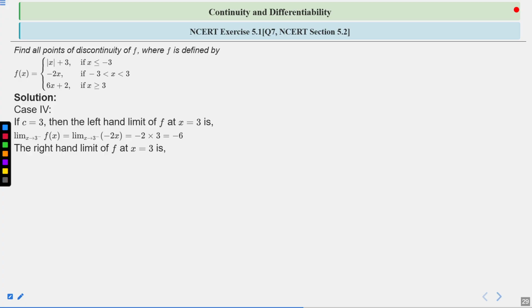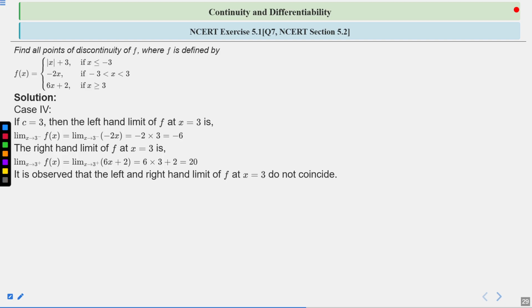The right hand limit of f at x equal to 3 will be equal to limit x tending to 3 plus f(x), and it is equal to limit x tending to 3 plus 6x plus 2, and it is equal to 6 into 3 plus 2, and it will be equal to 20, right? It will be equal to 20.